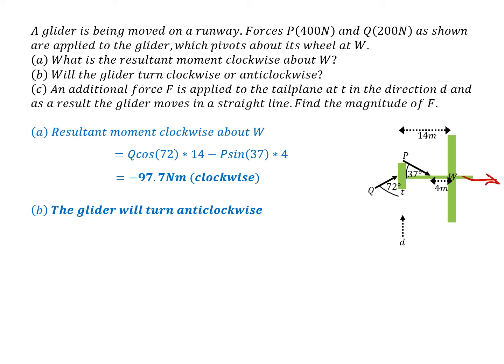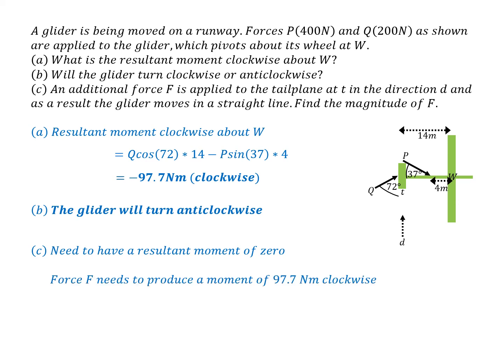So we're going to apply this additional force here, F, in that direction to the tailplane. And in order for things to still be in equilibrium, that force F needs to create a moment which will counteract this moment here. So we need to have a resultant moment of 0. So therefore the force F needs to produce a moment of 97.7 Newton meters clockwise.